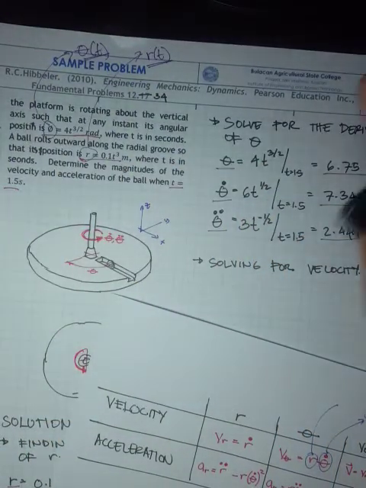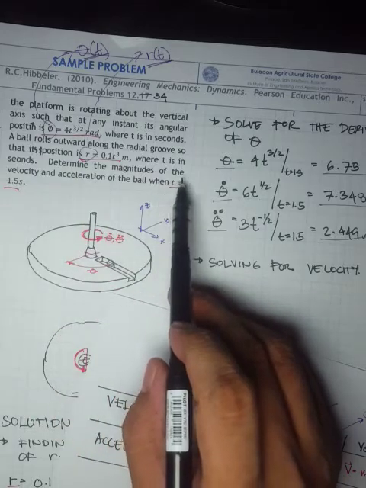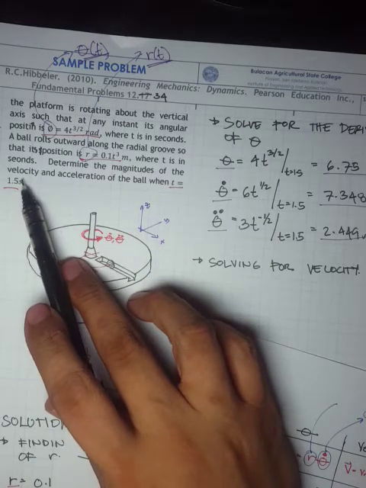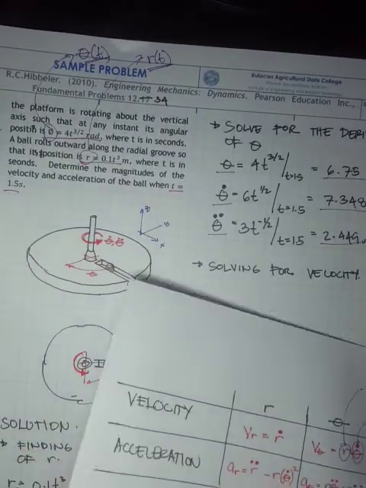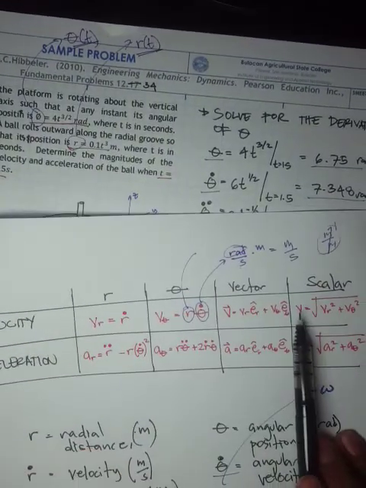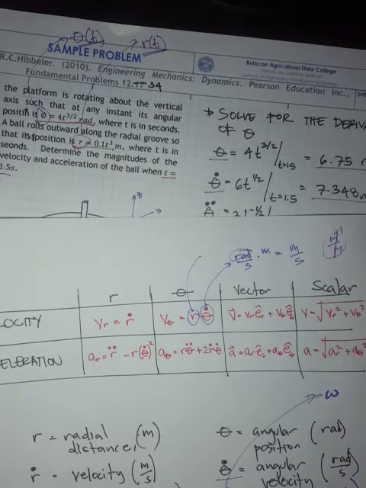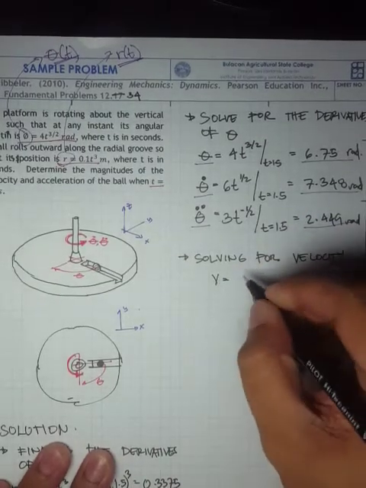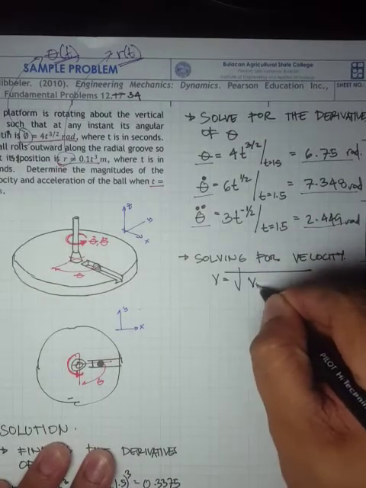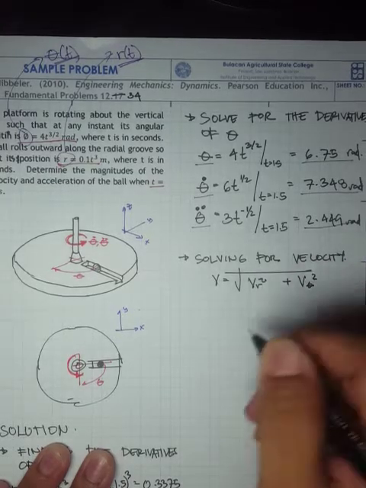By the way, what we're asked to find is the magnitude of velocity, meaning it's just the scalar value of velocity. So our equation is this one: v is equal to the square root of vr squared plus v theta squared.